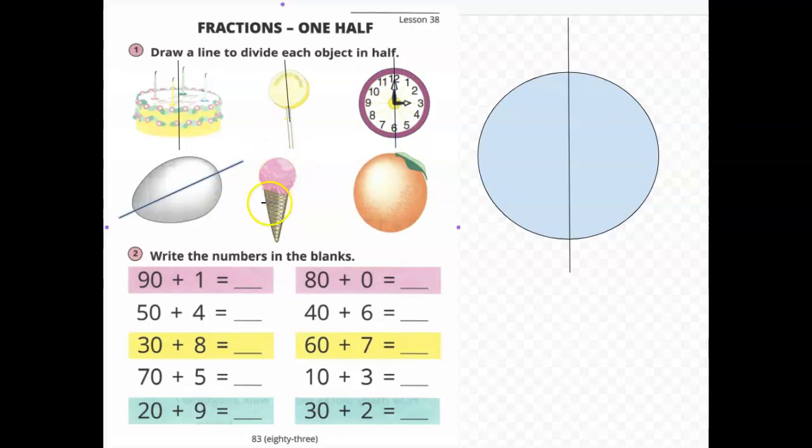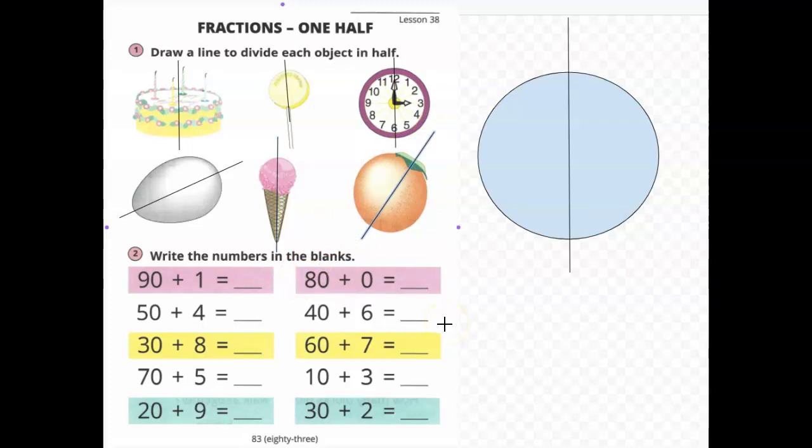Okay? Now, ice cream cone. Is that fair? That's in half, right? Someone gets the ice cream and someone gets the cone? No. Nobody wants that. We got to go in half this way. Okay? And then the orange in half.